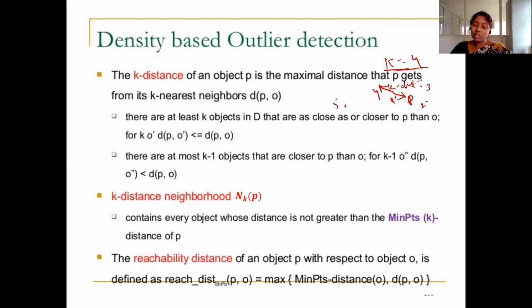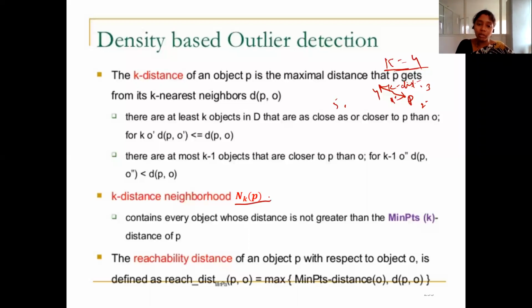So out of the K nearest neighbors, the maximum distance to P comes from where? It comes from the kth nearest neighbor. That is what it is. This can also be elaborated as: there are at least K objects in D that are as close as or closer to P than O, and similarly there are at most k minus 1 objects that are closer to P than O. Both are the same expression.